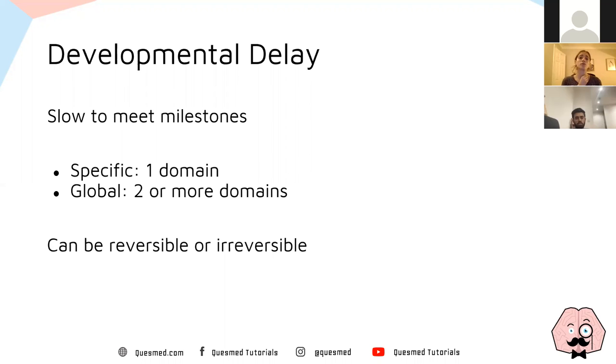So when we talk about developmental delay, we split it into two main categories. Specific developmental delay, like the one in our child in question 7, where it tends to be focused on only one domain, and global, which includes two or more domains. So don't fall into the mistake of thinking that global developmental delay means it has to involve all of the domains, but just two or more are enough.